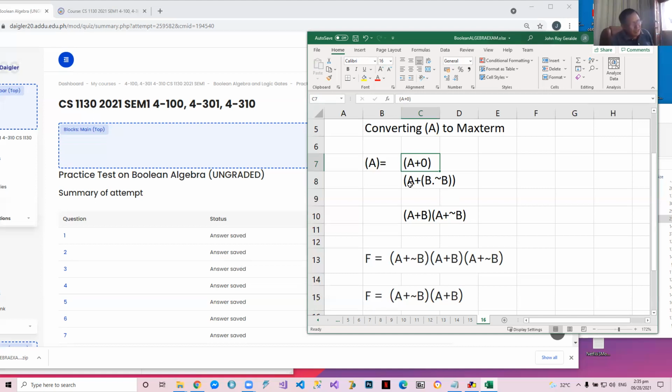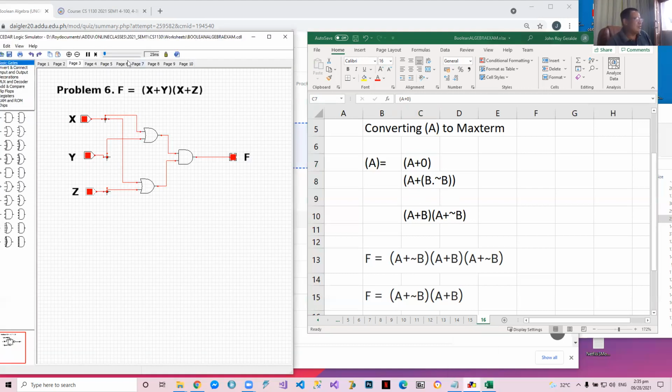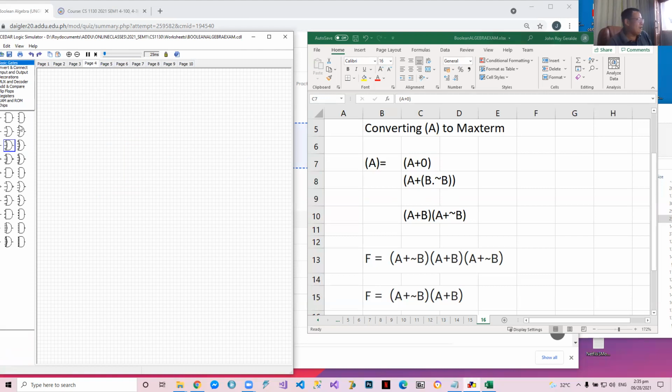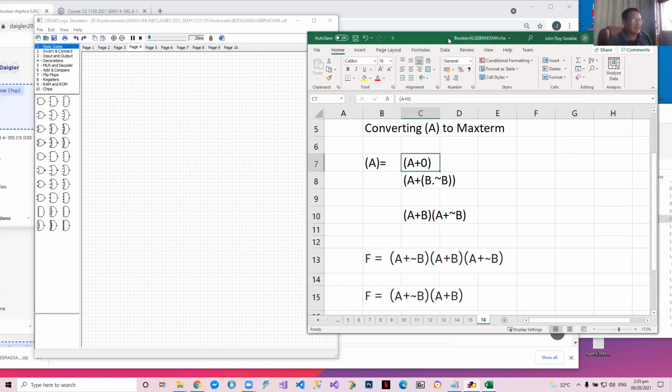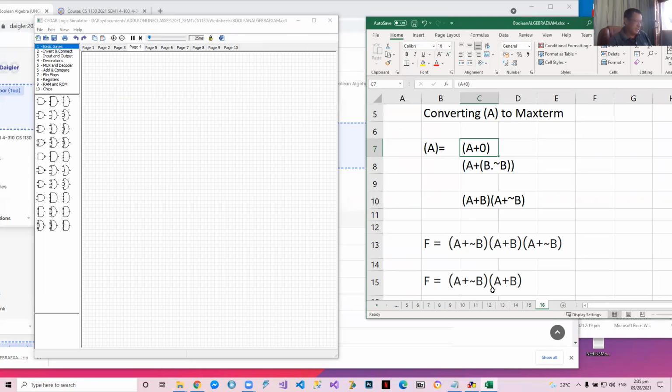Would you like to do this in Cedar Logic? Let's try to find out, because I believe we can. Yes, sir, I did mine in Cedar Logic. Do you have the same answer? Yes, sir, perfect.